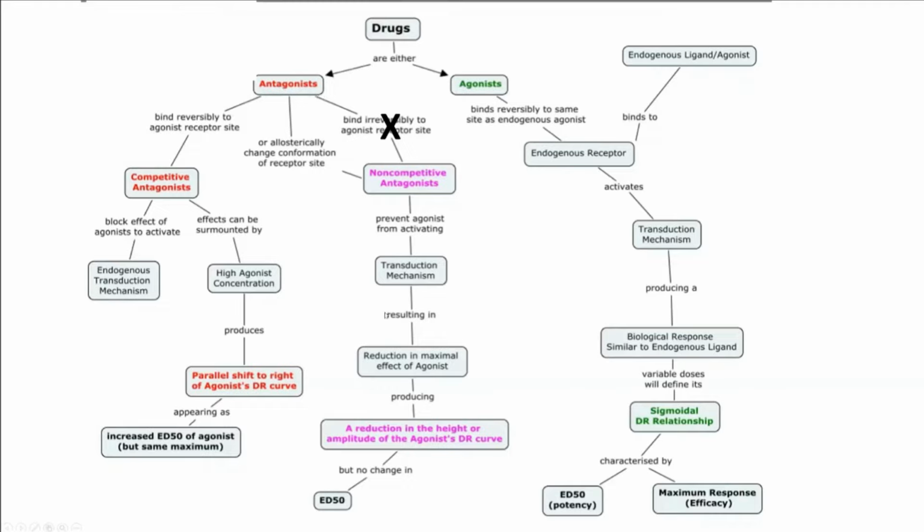But it can be broken down to several classes. Now let's follow, going from the left to the right, each part of this kind of flow diagram. So drugs that are antagonists, and I crossed this off for a reason, because I like this chart, but one of the parts was wrong, and I'll explain why, where this X is. So antagonists, we'll go from the left. Antagonists bind reversibly to agonist receptor sites.